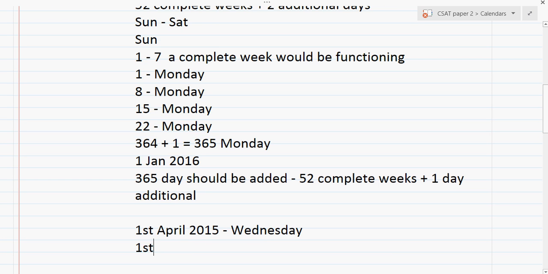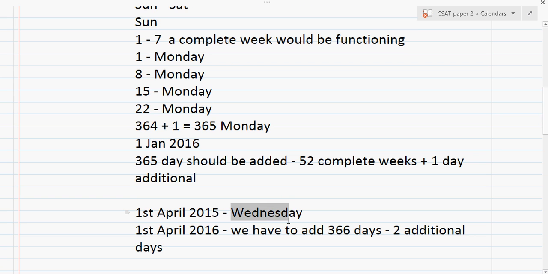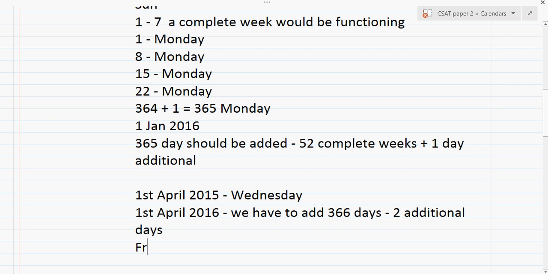Now if we have to calculate 1st April 2016, what do we need to add? You have to understand that 2016 is a leap year, right? So to arrive at 1st April 2016, we have to add 366 days, rather than 365 days, which means there are 2 additional days. If it was a Wednesday, then 1st April 2016 should be 2 additions to Wednesday. One addition is Thursday, second addition is Friday, so it should be Friday, right?